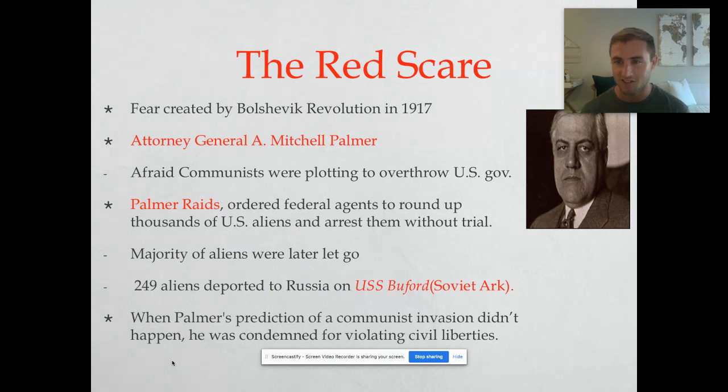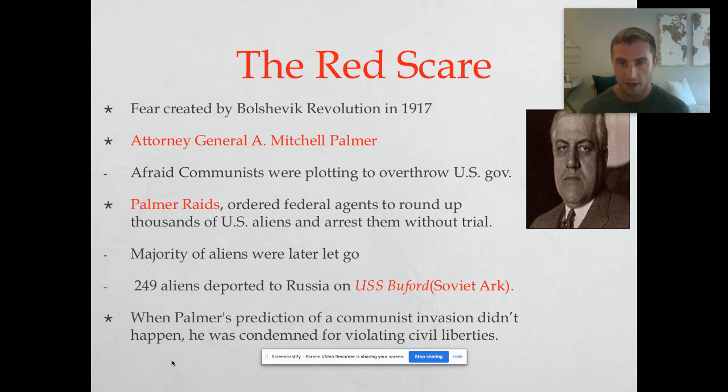The face of the first Red Scare is Attorney General A. Mitchell Palmer. Of course, McCarthy is our face of the second Red Scare, which will be after World War II. We no longer are responsible for that material, but of course, it's good knowledge to have.